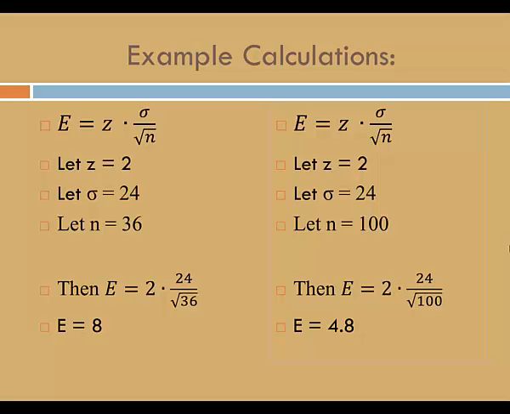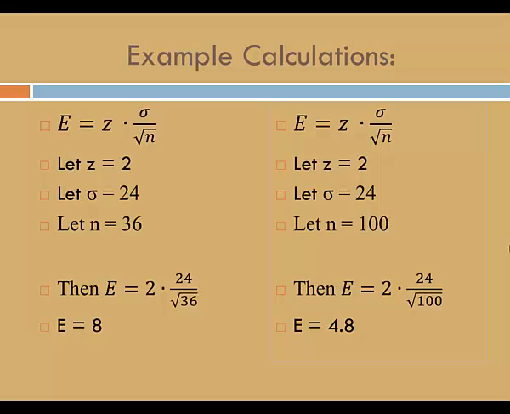Let's look at a couple of examples. First, on the left, we're using a critical value z of 2. Sigma, the population standard deviation, is 24, and the sample size n is 36. In this example, the margin of error is 2 times the quotient of 24 and the square root of 36. The square root of 36 is 6, 24 divided by 6 is 4, and 2 times 4 is 8. So the margin of error is 8.